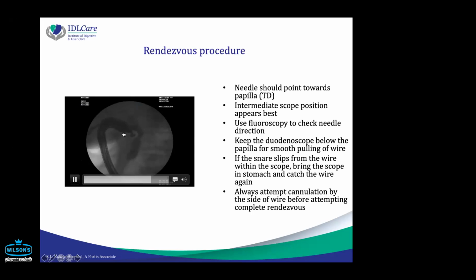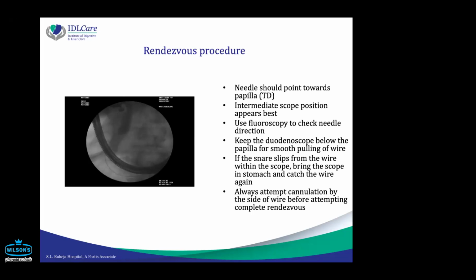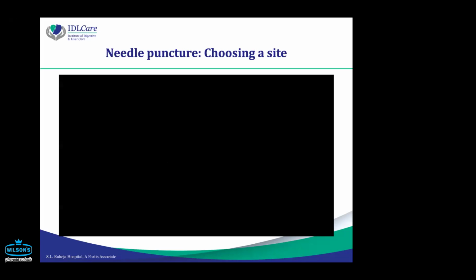Scope position is again very, very important. You see how the needle is looking down? It makes your procedure easy. Once the wire goes across the papilla, you withdraw the EUS scope, keeping the wire in place, and then use an ERCP scope to go by the side of the wire, go to the papilla, and cannulate either by the side of the wire or pull the wire completely within the ERCP scope and then complete the procedure. So this is the rendezvous procedure.